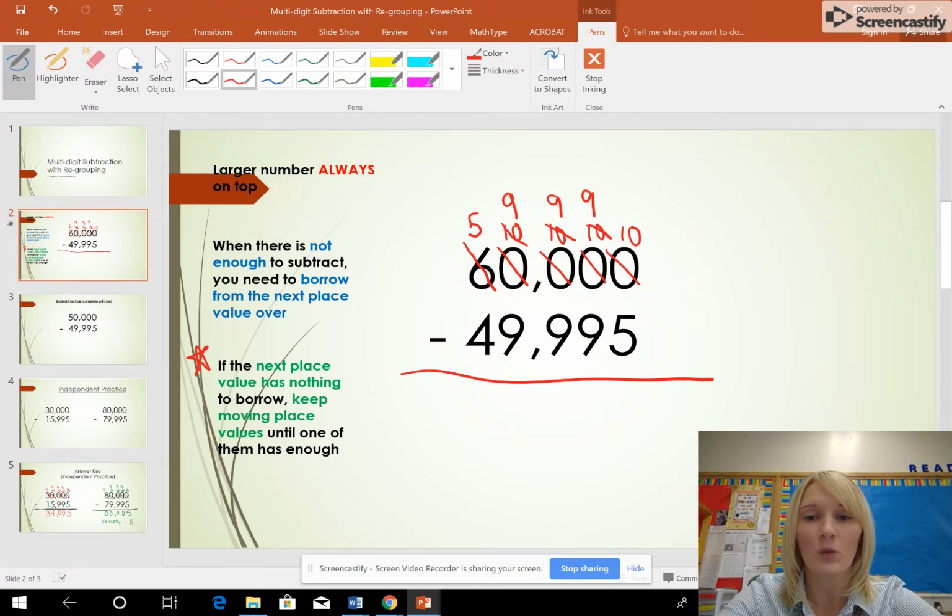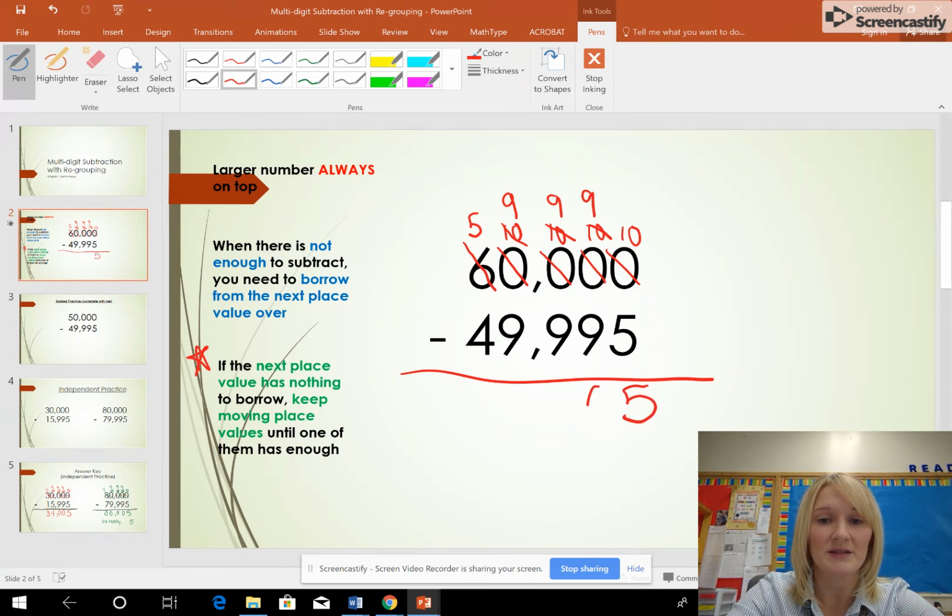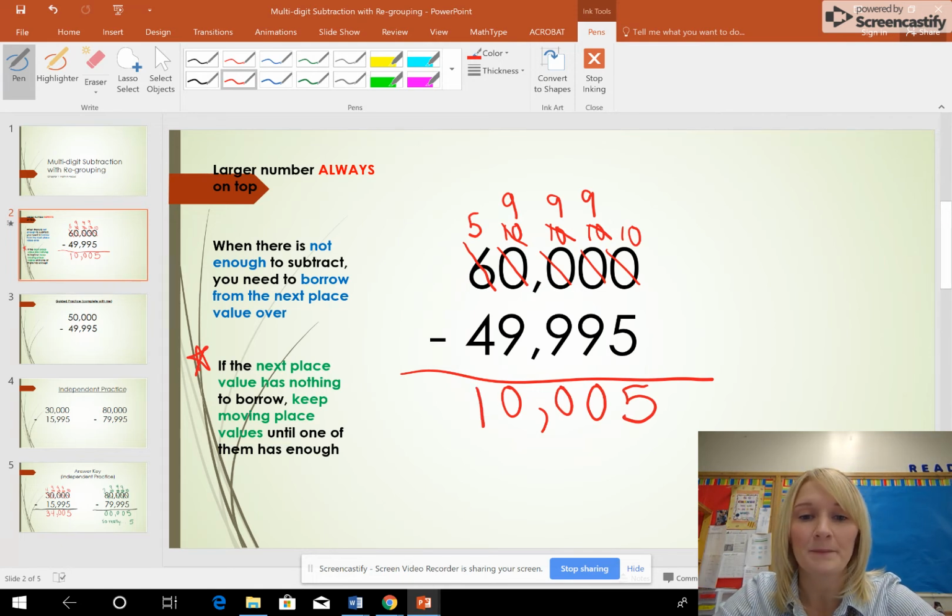So now I have 10 ones minus 5 ones, which gives me 5. I have 9 tens minus 9 tens, which gives me 0 tens left. I have 9 hundreds minus 9 hundreds, which gives me 0. Don't forget your comma. 9 thousands minus 9 thousands gives me 0 thousands left. And 5 10,000s minus 4 10,000s gives me 1 10,000 left. So my answer, my difference, should be 10,005.